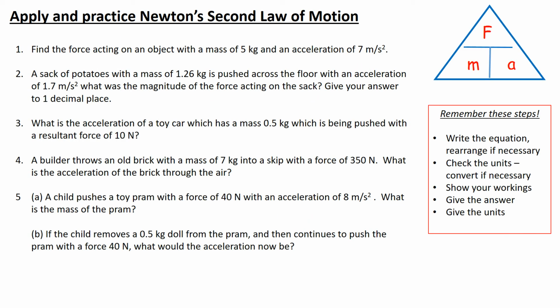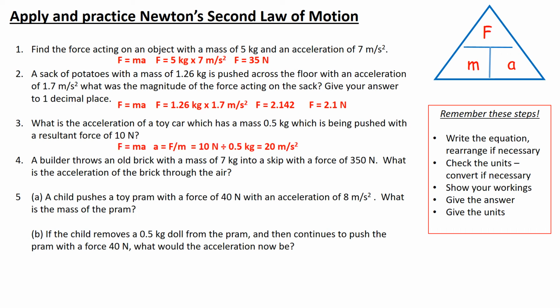So first of all, what I want you to do is pause the slide and answer these 5 questions for me. Thank you. Okay, so looking at the steps we remember, before we go through the answers, just check that you've done what you need to do. We're going to go through number 1. And the answer to number 1 is 35 newtons. Give yourself marks for each of the stages. Number 2, the answer is 2.1 newtons. Number 3, 20 meters per second squared. 50 meters per second squared. 5 kilograms.